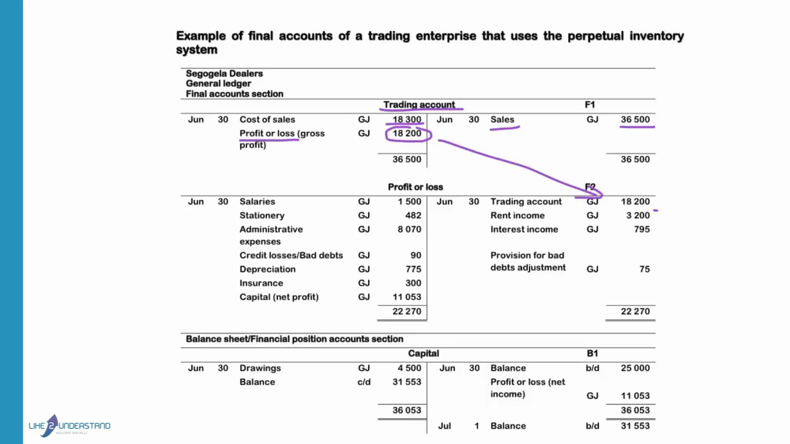Then we will transfer all our income accounts, so we close our income, transfer it to the profit and loss on the credit side. We will close all our expenses and transfer it to the profit and loss on the debit side. And the difference between the debit and credit side will then give us a balancing figure, and that is our net profit. The whole purpose of a business is to make a profit that the owner will get, so this net profit will be transferred to my capital account.